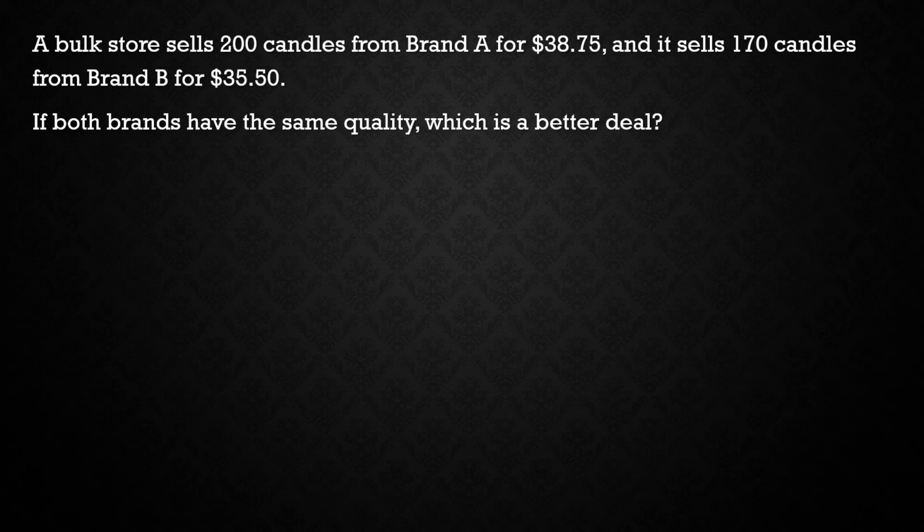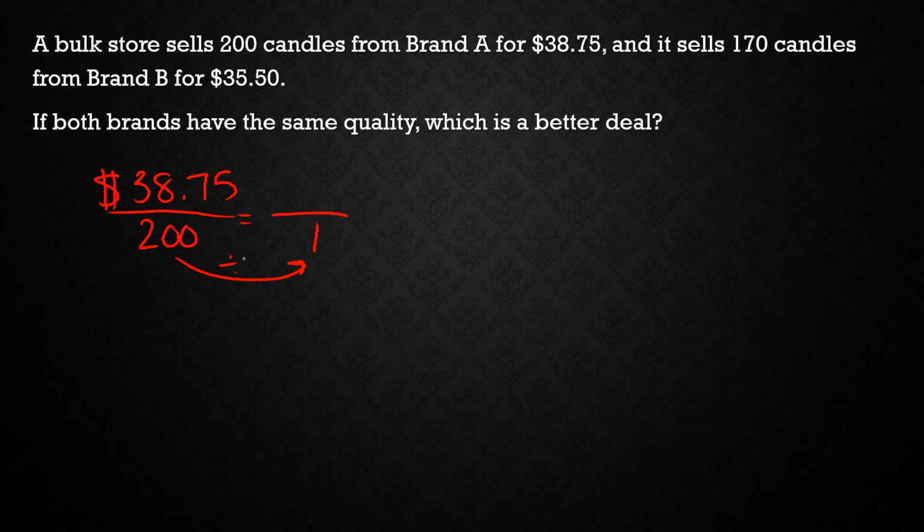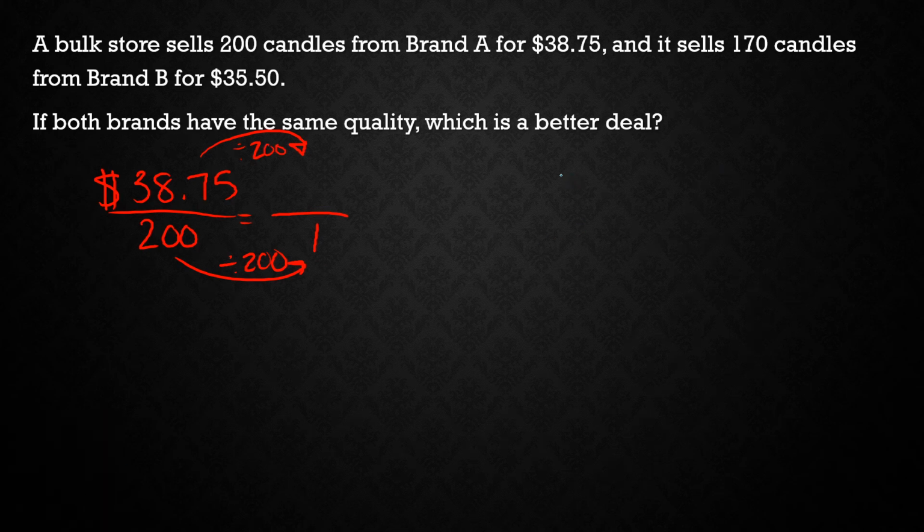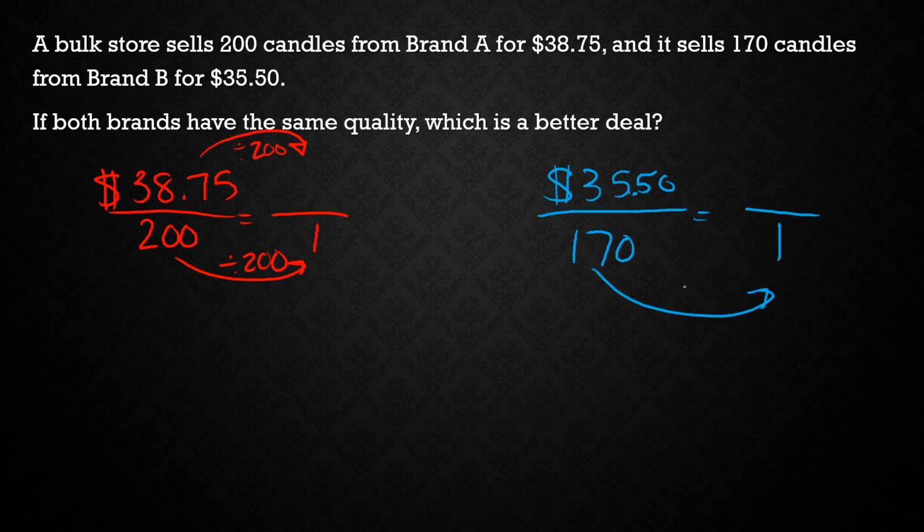So for both of these, we need to find the unit rate or figure out how much it costs for one candle, and then whichever one is cheaper is obviously going to be the better deal. Remember, money always goes on top. So let's start with company A. 38.75 over 200, and then I'm going to divide top and bottom by 200, and then I'm going to set up my next ratio, which is for company B, which is going to be $35.50 over 170 for 1, divide top and bottom by 170.